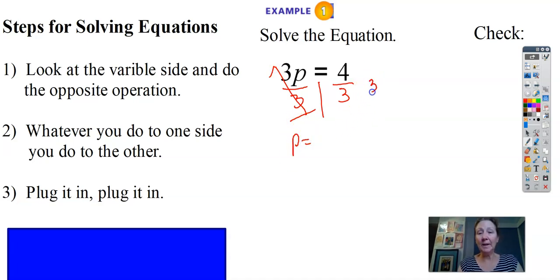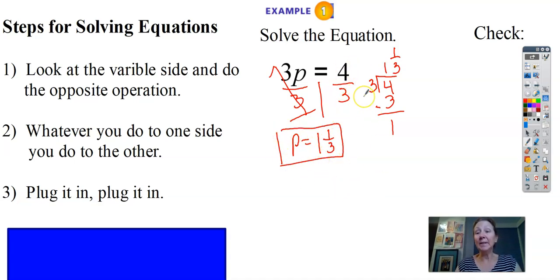Oh, that's right. How many times does 3 go into 4? It goes 1 time. I'm basically taking an improper fraction and turning it into a mixed number. So I get p equals 1 1/3. Now for my check, I can go ahead and take that 4/3 and plug it in. It kind of makes my life easier.